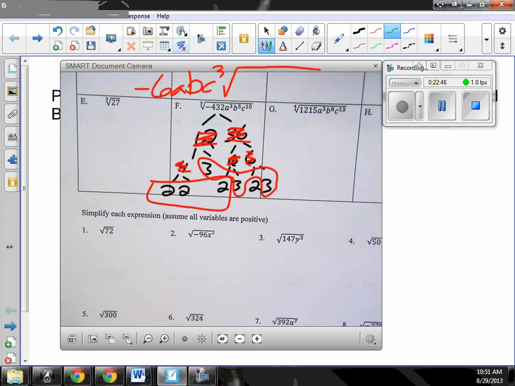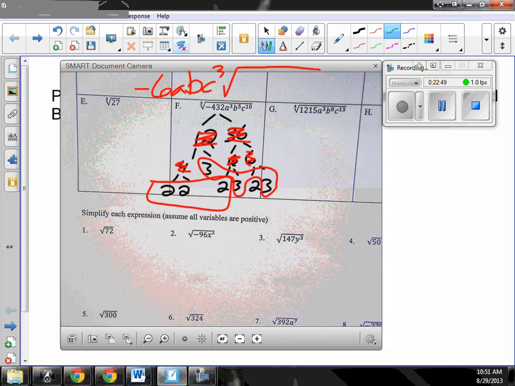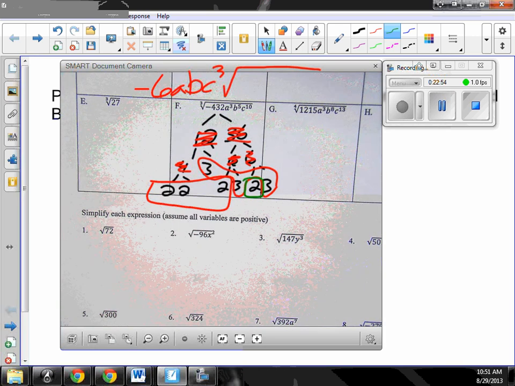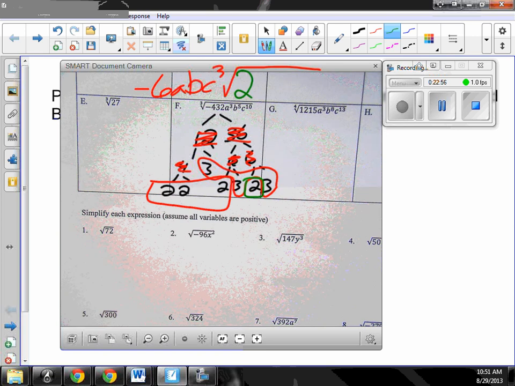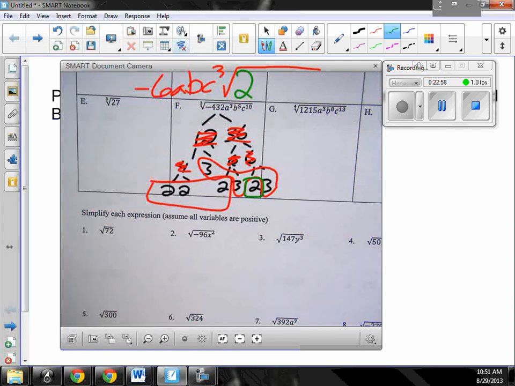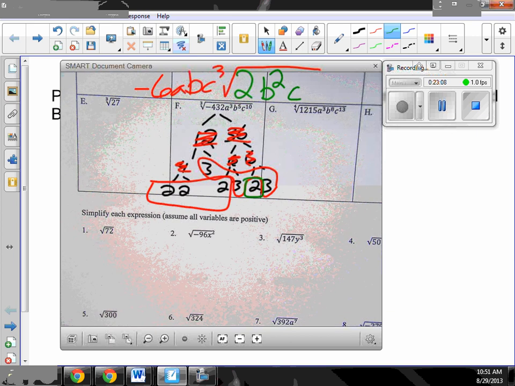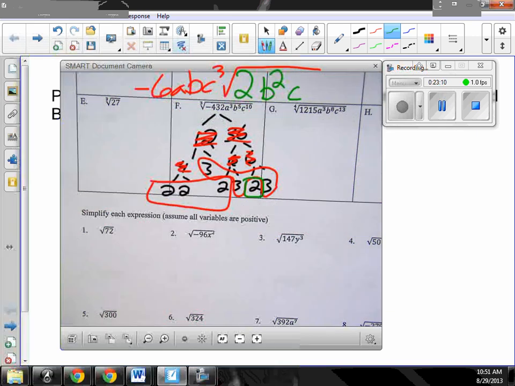On the inside, the only number I left behind was a 2. Do I need a negative on the inside? No, I pulled the negative out. So 2, how many A's? None. How many B's? So B squared. How many C's? C to the first. You guys kind of getting the hang of this? It's not too bad.